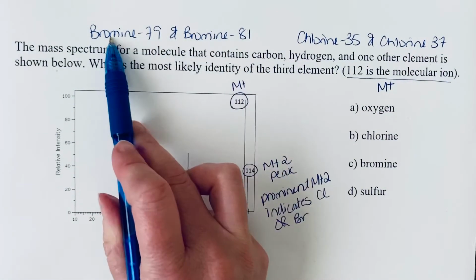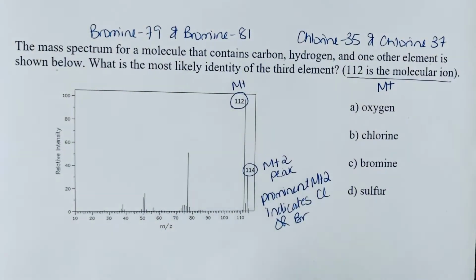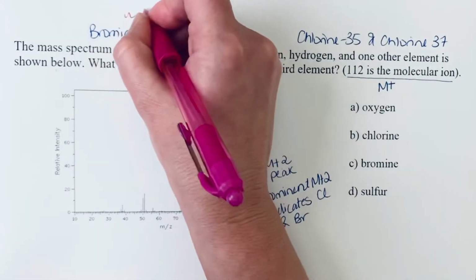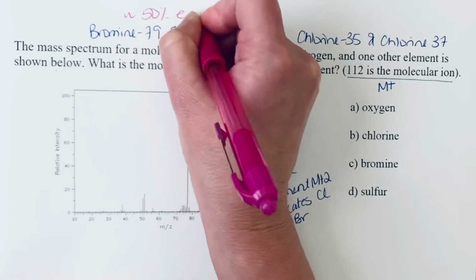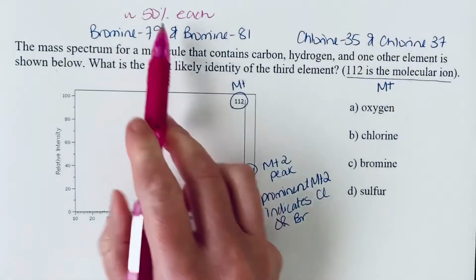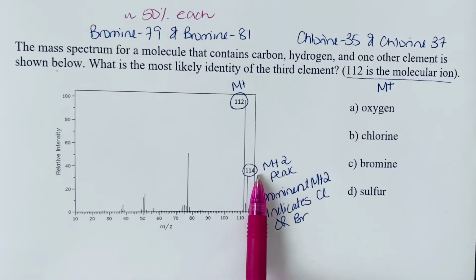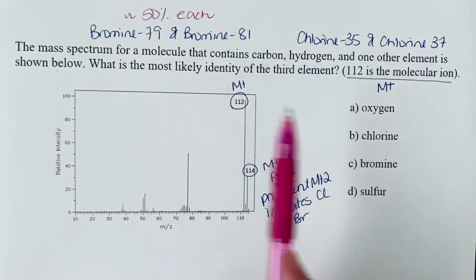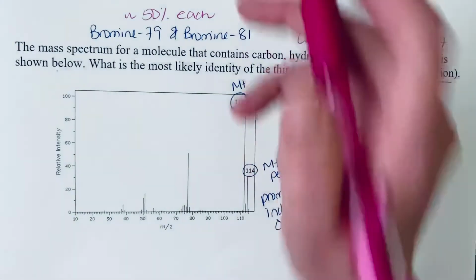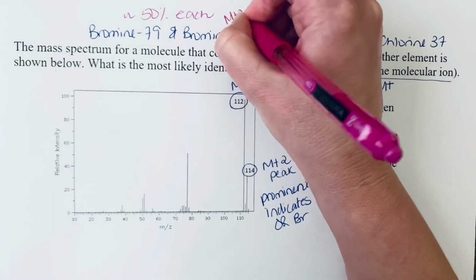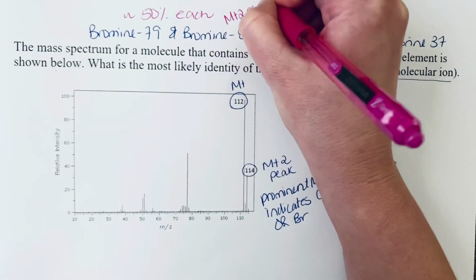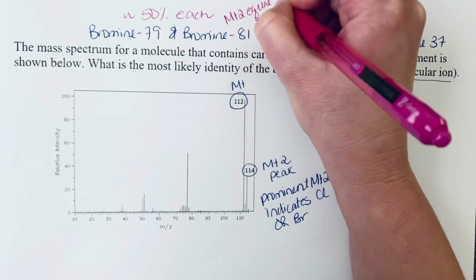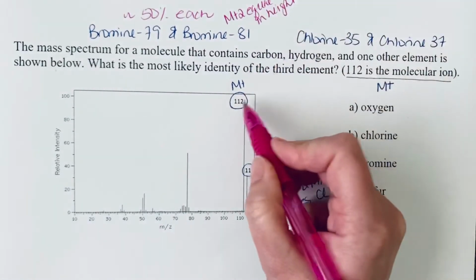For bromine, these isotopes are present in roughly equal amounts, so approximately 50% each. So that means if you have bromine, the peak that contains bromine 79 and the one that contains bromine 81 are equal in height. So you'd have an M+2 peak equal in height to that M+.